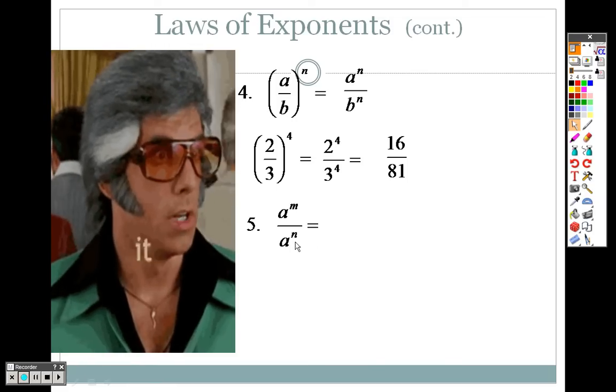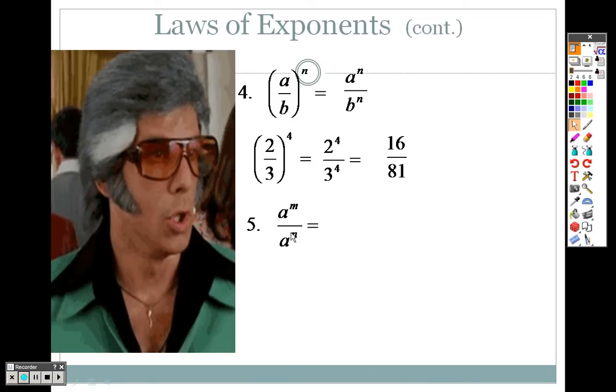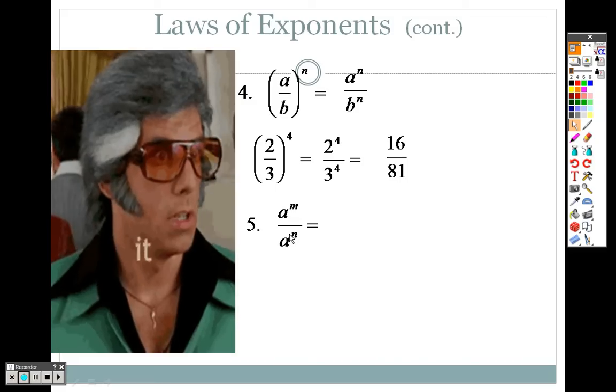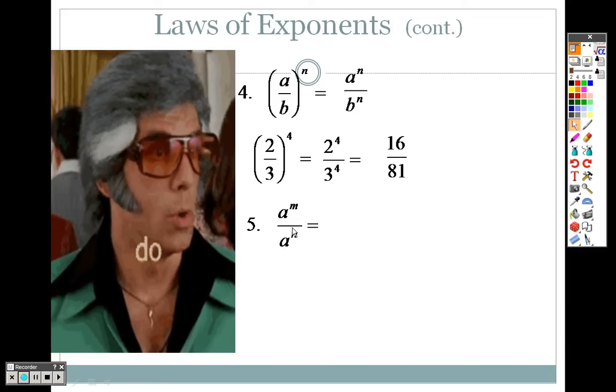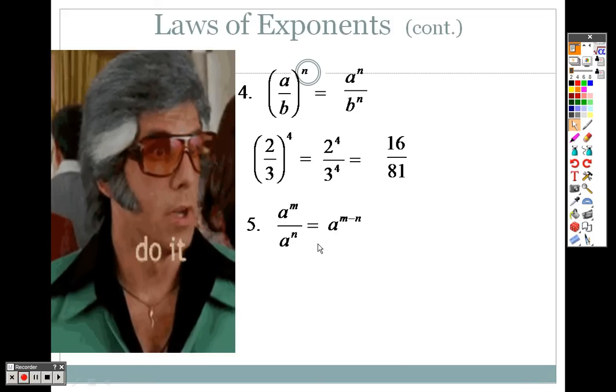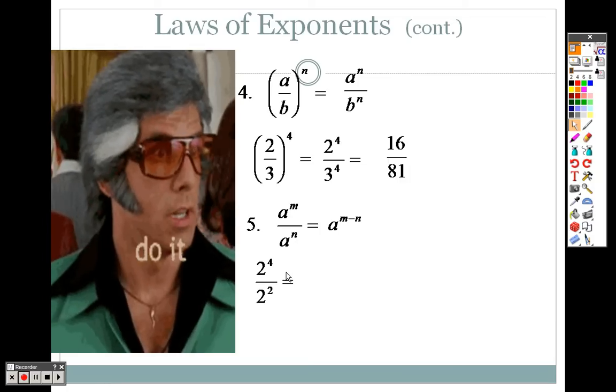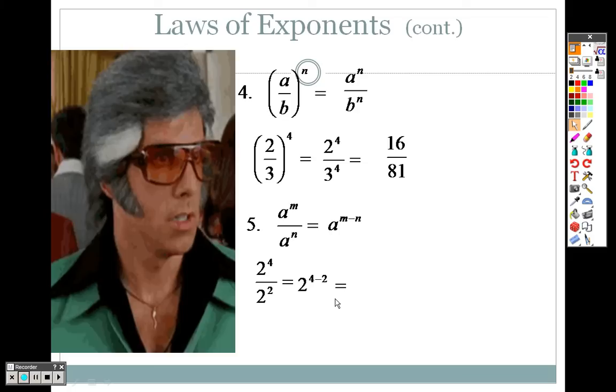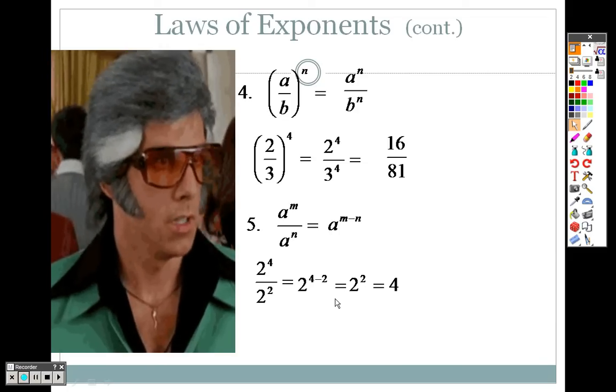A to the m over a to the n. Well, when you have a fraction, just like in multiplication, when we had a to the m times a to the n, you added them. Well, now this is division. So because it's division with exponents, you now subtract: a to the m minus n. So 2 to the 4th over 2 squared, you subtract the exponents. So 4 minus 2 is 2, and 2 squared is 4.